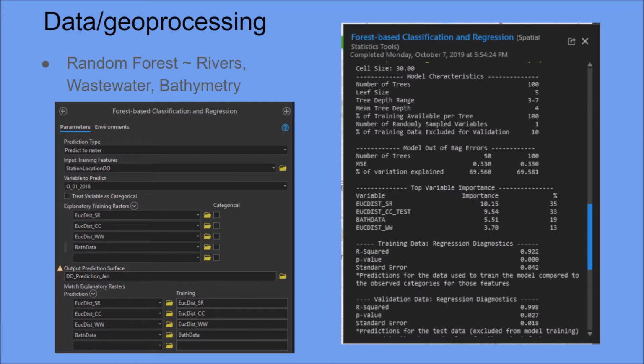The last step was running these factors through a forest-based classification and regression algorithm to predict how these DO values would span across the bay. The Euclidean distances of the 3 features, as well as the bathymetry data, were used as explanatory training rasters, and the model was ran, returning the importance of each variable, as well as an R-squared value of 0.922. It was also concluded that most of the data was significant because of the low returned p-value of 0.027.